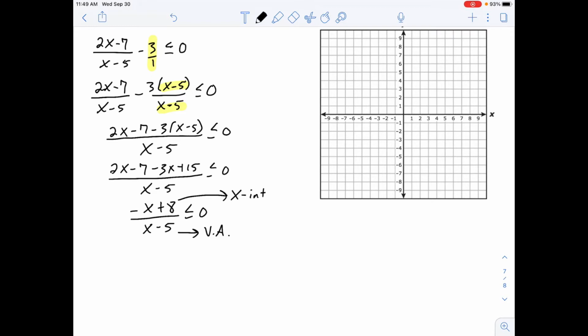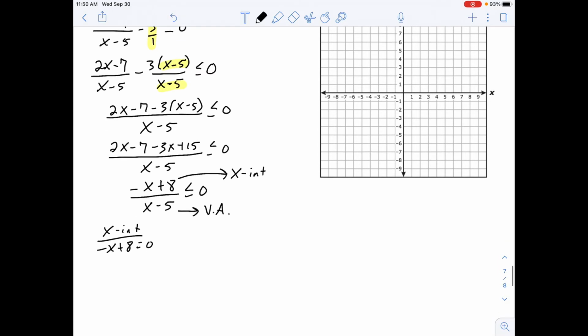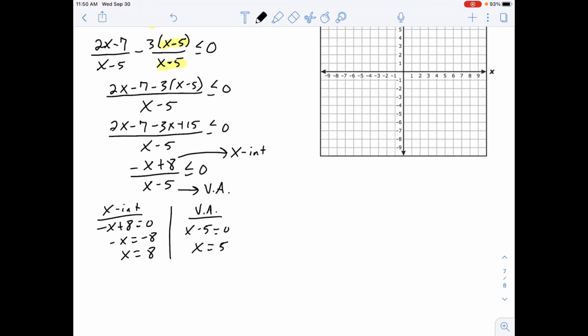So by doing that, for the x-intercept, I have negative x plus 8 is equal to 0. So that gives me negative x is equal to negative 8, so x is equal to 8. So that gives me my x-intercept, and for my vertical asymptote, x minus 5 is equal to 0, so x is equal to 5. So that is where I will have my vertical asymptote.